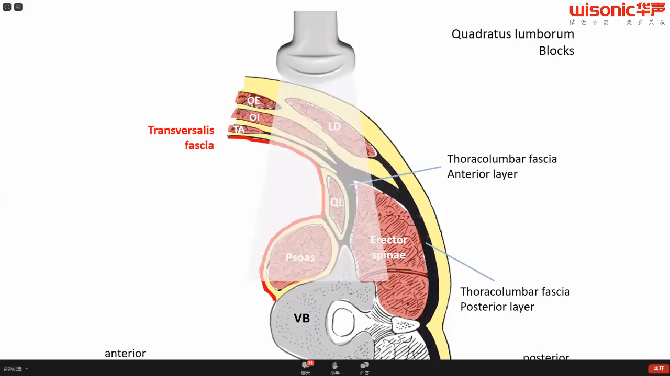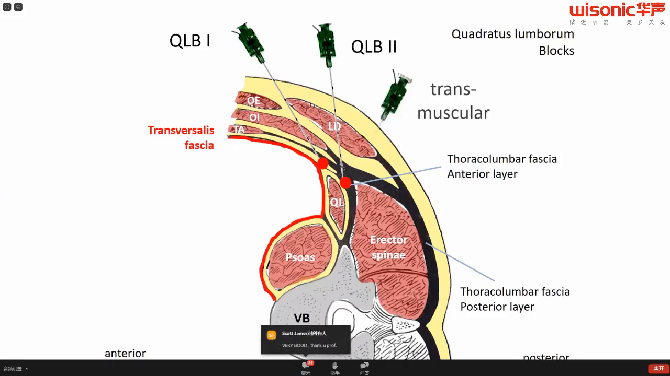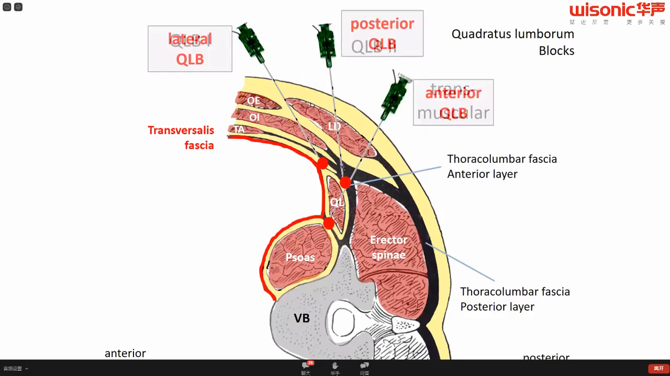A convex probe is placed in the flank of the patient. If you do a QL block 1, the local anesthetic is placed lateral to the quadratus lumborum muscle. For the QLB 2 block, the local anesthetic is placed posterior to the quadratus lumborum. And if you do a transmuscular block, the needle is advanced through the quadratus lumborum and the local anesthetic is placed in front of it. Nowadays, we should no longer use the nomenclature 1 or 2. It's better to use the nomenclature lateral, posterior, or anterior, because from this nomenclature you can derive the position of the local anesthetic.